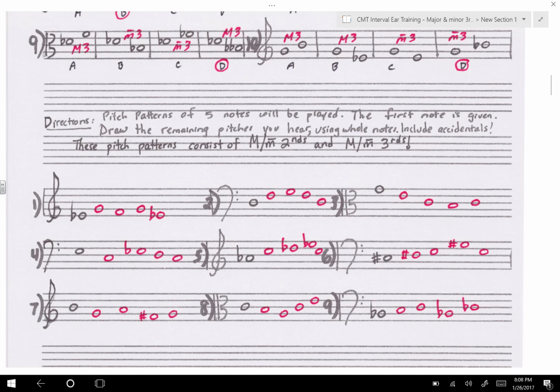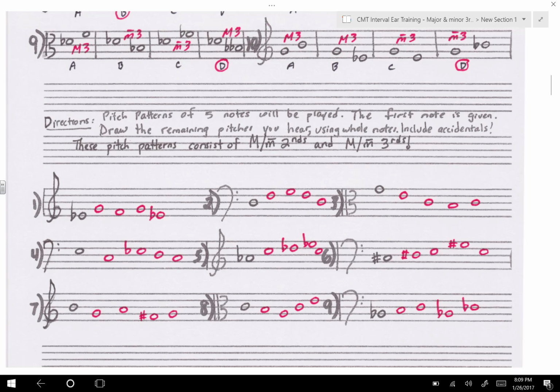The solfege I heard after listening to it once was mi, re, do, mi, sol. It sounded minor to me. Listen again. Mi, re, do, mi, sol. Or we can actually identify each interval.